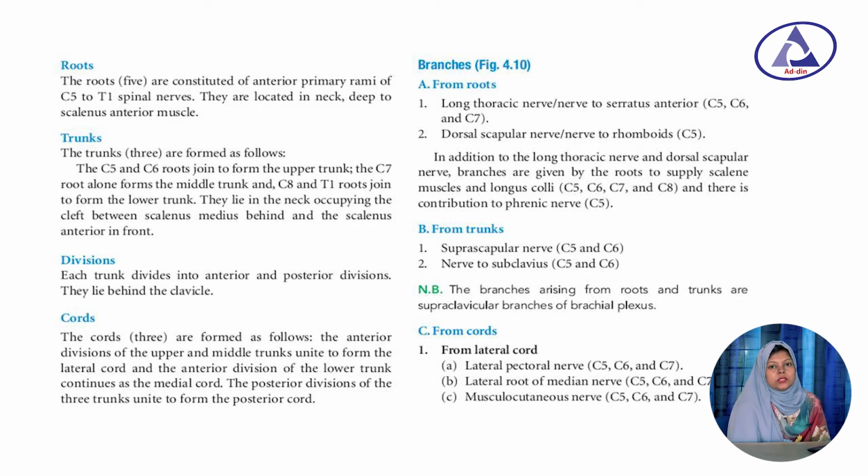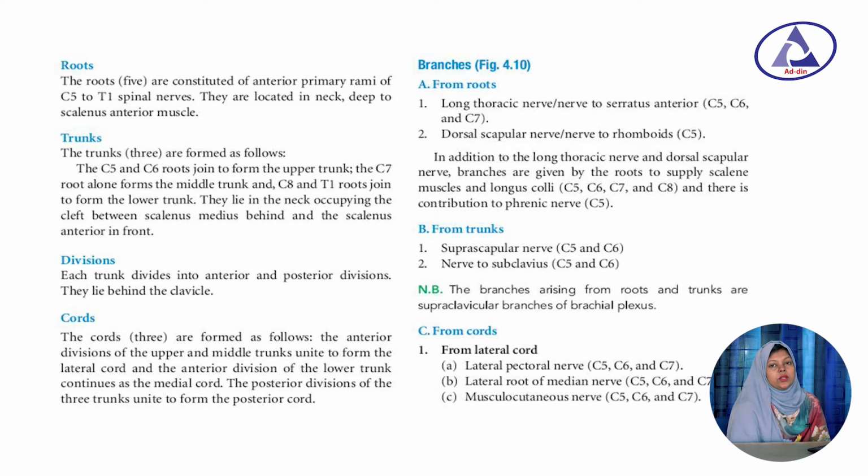মনে রাখার জন্য বলছি, ডিভিশন থেকে কোনো ব্রাঞ্চ আসবে না এবং রুট থেকে একটি মাত্র ব্রাঞ্চ আসবে। So from the roots only one branch comes, that is called long thoracic nerve or nerve to the serratus anterior. What is the root value? Root value is cervical 5, 6 and 7.